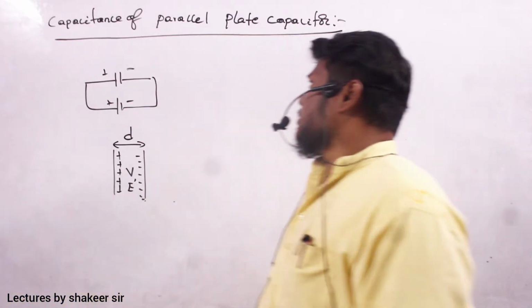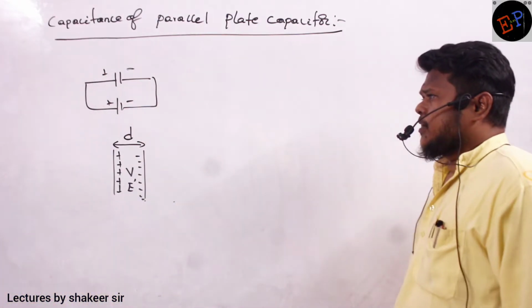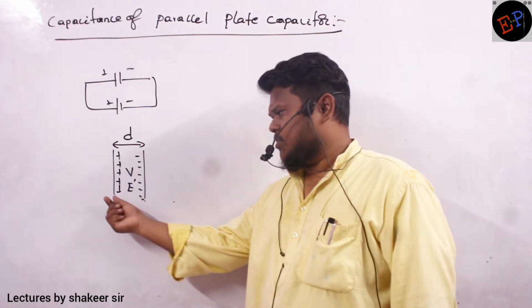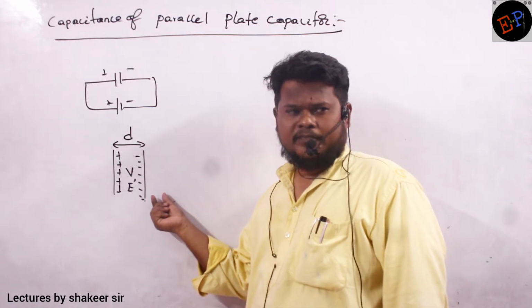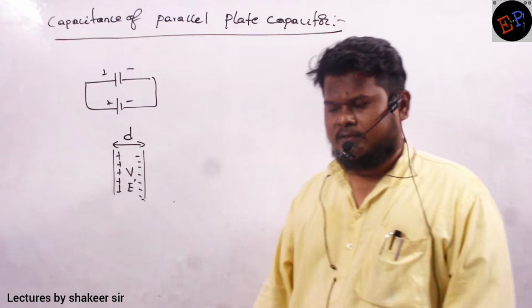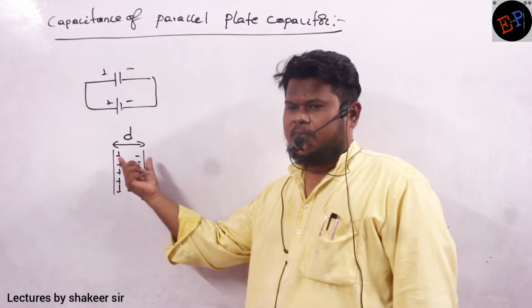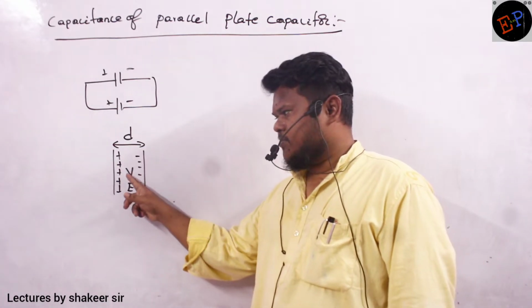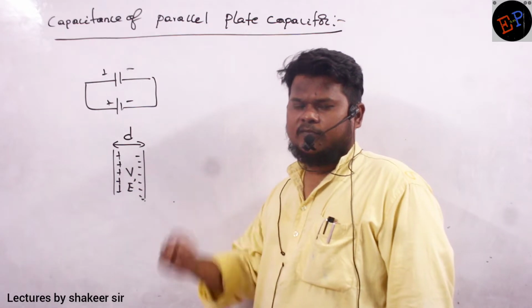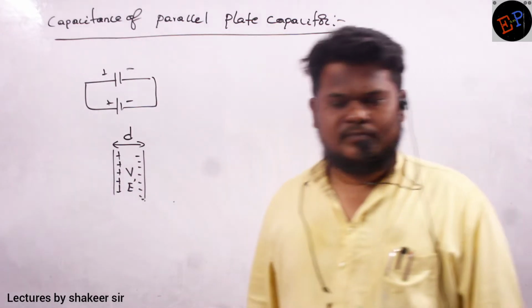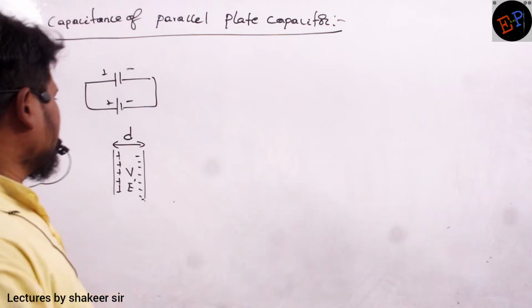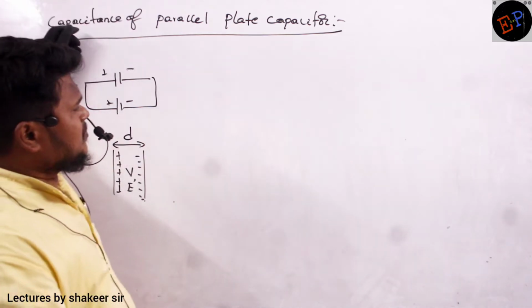See, ma'am. So capacitance of parallel plate capacitor. So this is one plate, this is another plate. They are placed parallel to each other. Distance between the plates is d. Potential difference between the plates is V. Electric field developed is E. Fine. Now I want to have a derivation of this parallel plate capacitor.